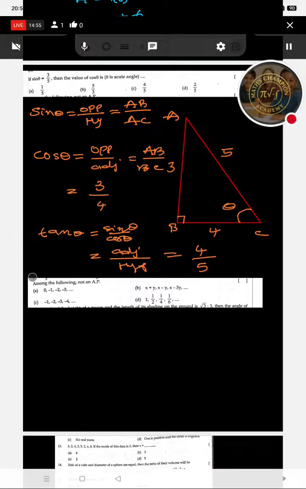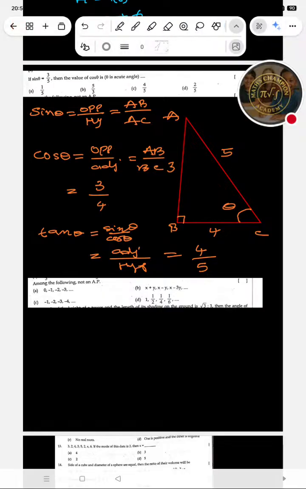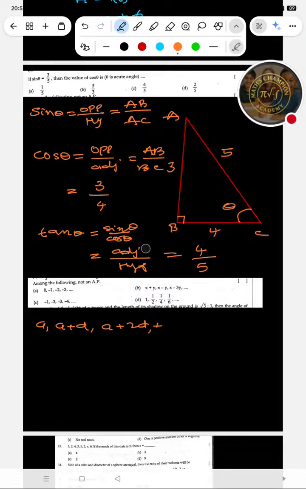AP means we already know the general form. For AP, the general form has terms A, A plus D, A plus 2D, A plus 3D and goes on, and the last term is A plus N minus 1 D.